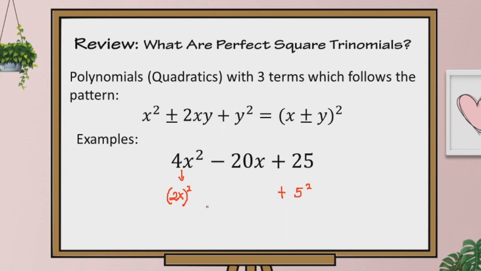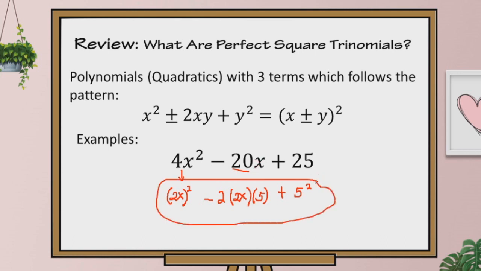So we have negative 2. Okay, we follow this pattern. Times the square root of the first term, which is 2x. Times the square root of the third term, which is 5. So we have 2 times 2, that will be 4, times 5, that is 20, and times x, that is negative 20x. So this one right here confirms that this trinomial is a perfect square trinomial.